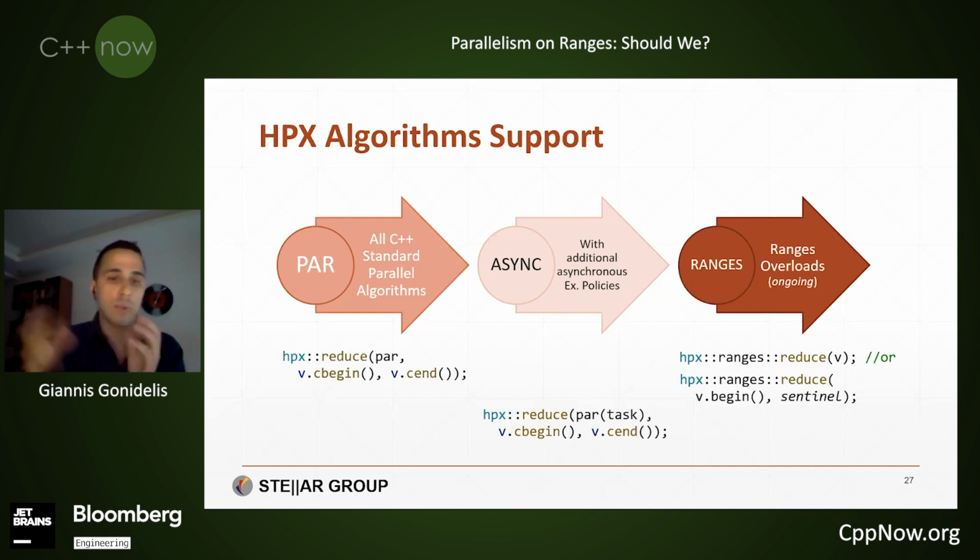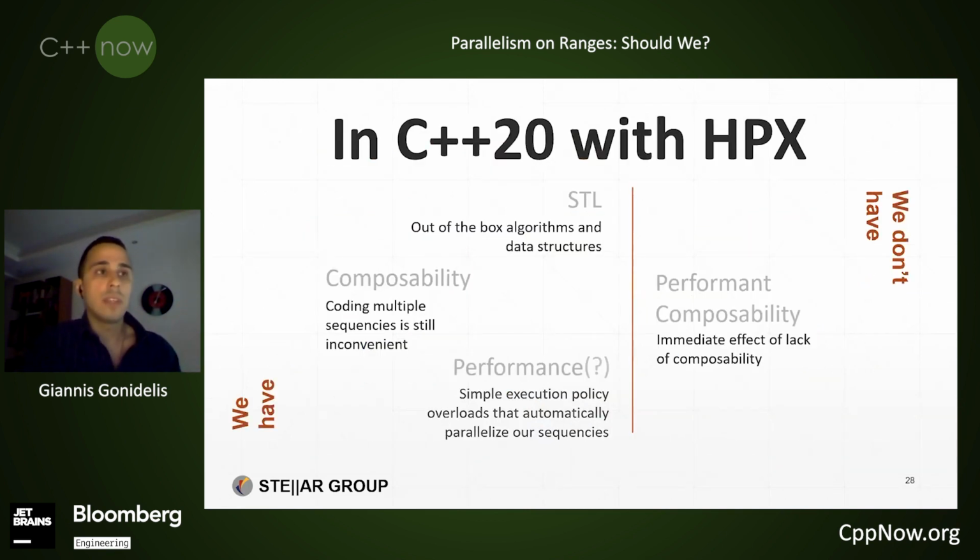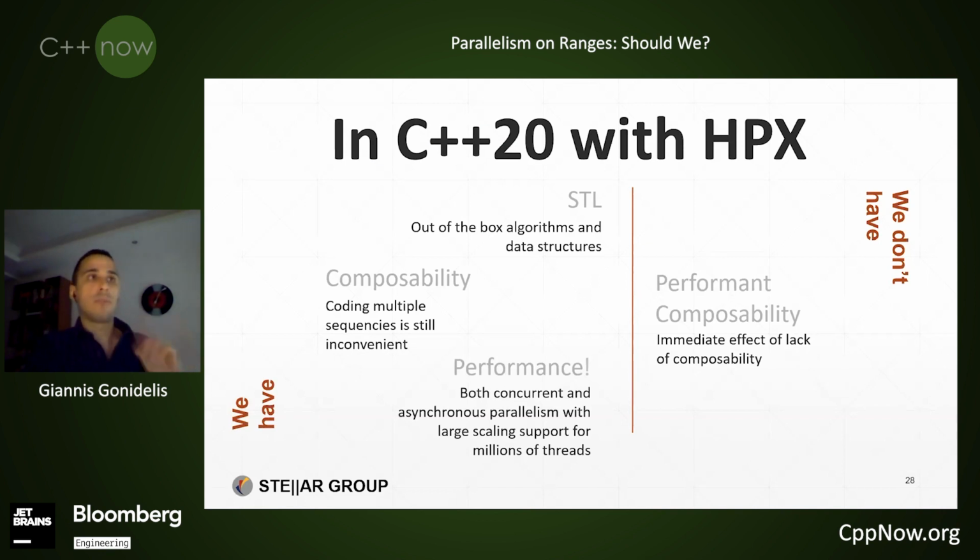So whatever I'm going to say from that moment on applies to all those three algorithmic families. You could do all those things. So if you use HPX with C++20, you are actually enabling real performance there. And now let's solve the problem of performance composability.